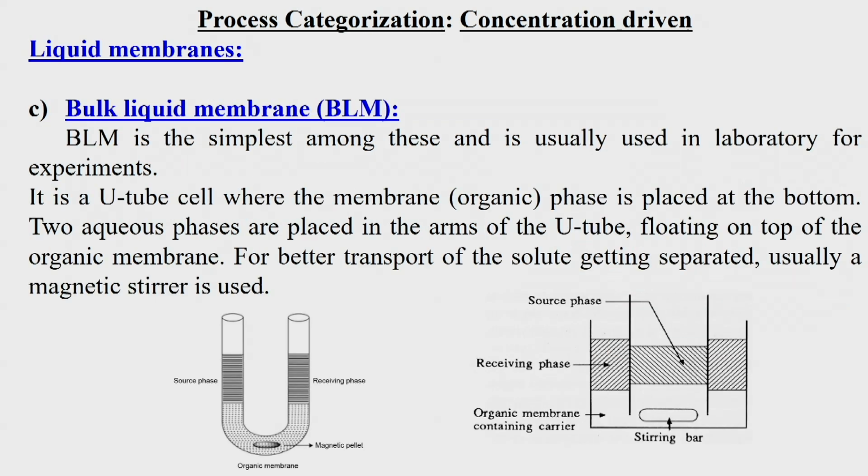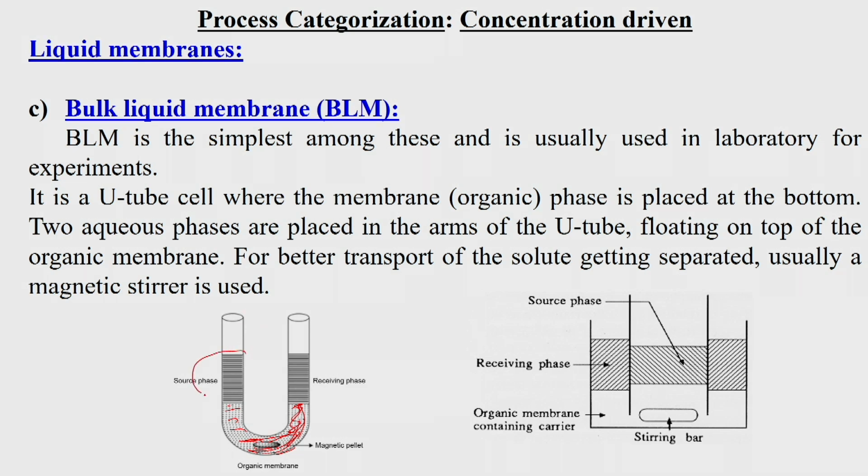And then the third type is the bulk liquid membrane. BLM is the simplest among these and is usually used in the laboratory for experiments. It is a U-shaped cell where the membrane is placed at the bottom of the U tube, and the two aqueous phases are placed.